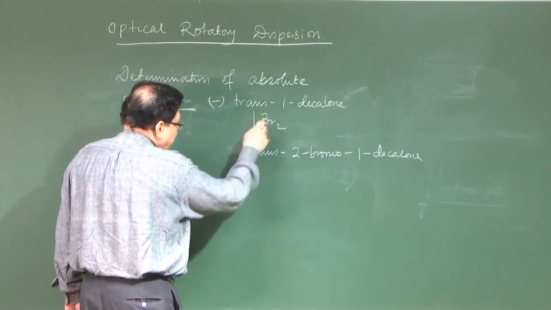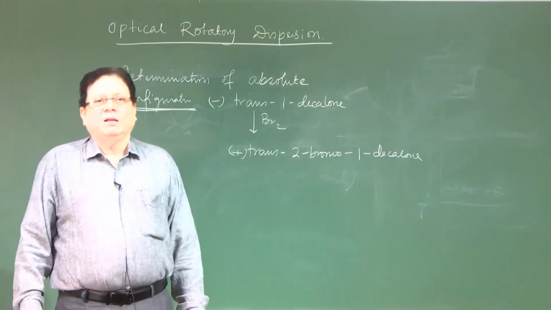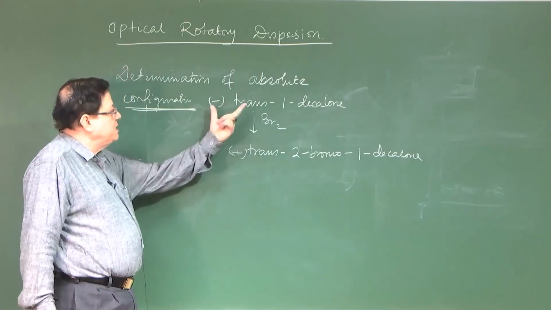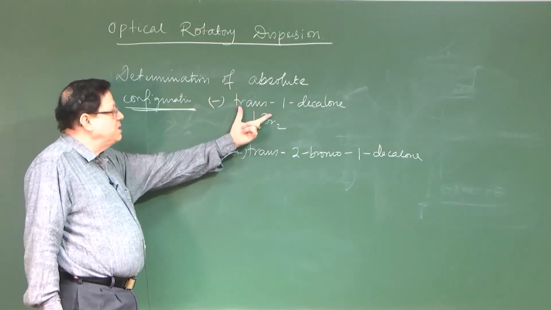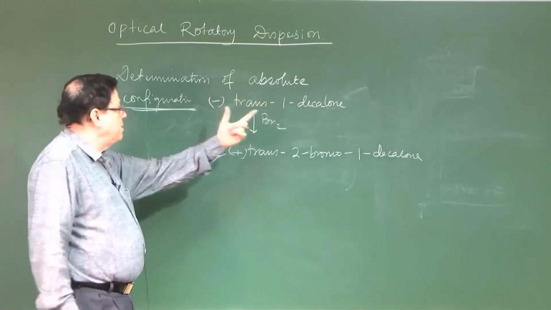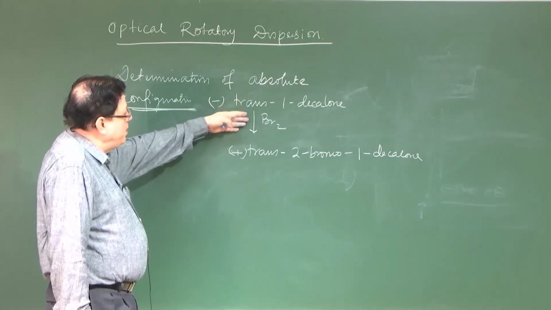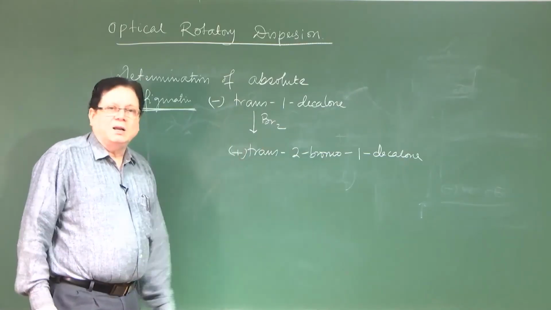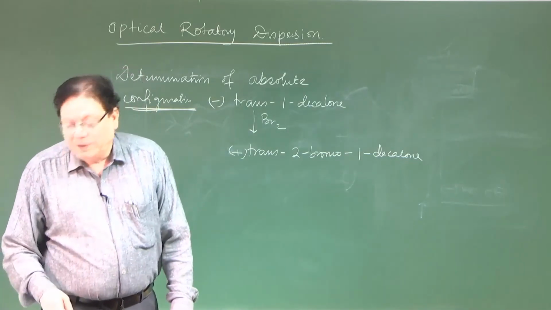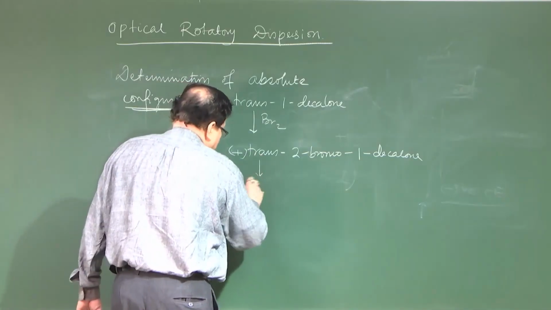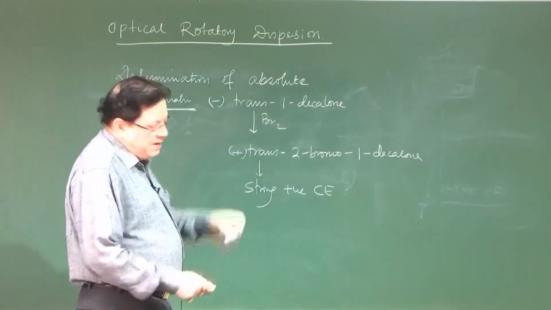By the way, the bromo derivative that was obtained has positive rotation. So, you started with trans 1 decalone which is minus, levorotatory, and you want to determine its absolute configuration. Once you fix the absolute configuration of this, you know the absolute configuration of the plus compound also. The experiment was that you brominate it to 2 bromo 1 decalone and then check the Cotton effect. It shows a strong positive Cotton effect. That is the experimental result.